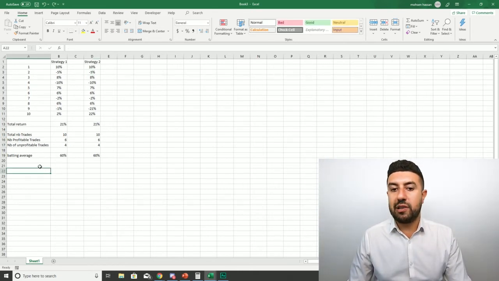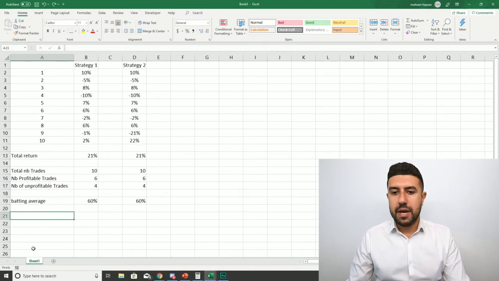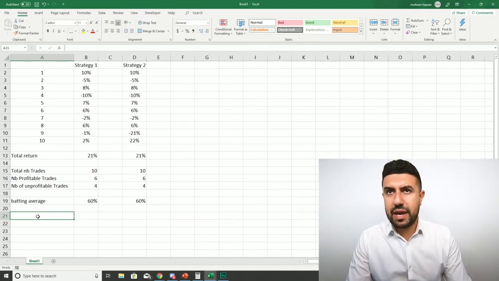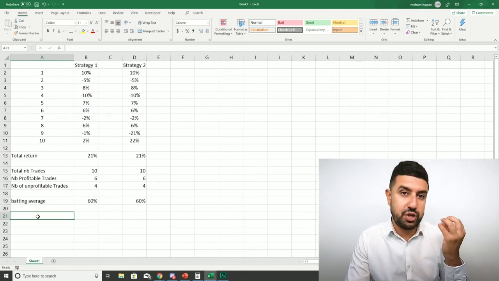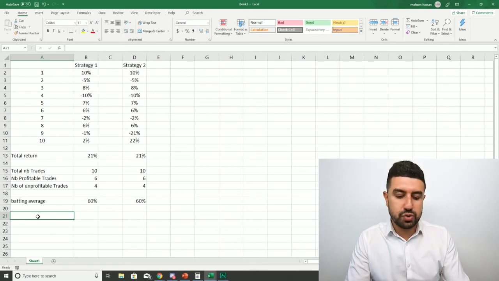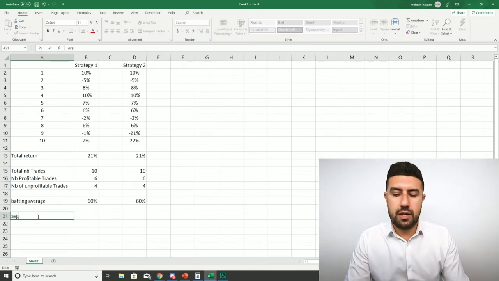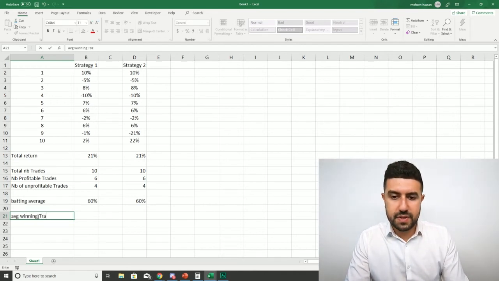What we want to do is calculate also our win-loss ratio. And I should have zoomed in here a bit. Let's zoom in now. Here we go. Let's look at our win-loss ratio. How do we calculate that? Well, for win-loss ratio, we need the average size of our winners, and then we need to divide by the average size of our losers. So average size of winners, or average winning trade.